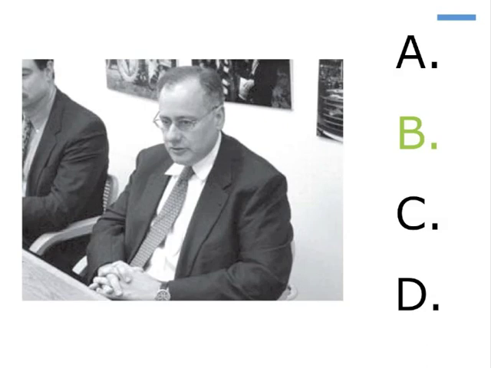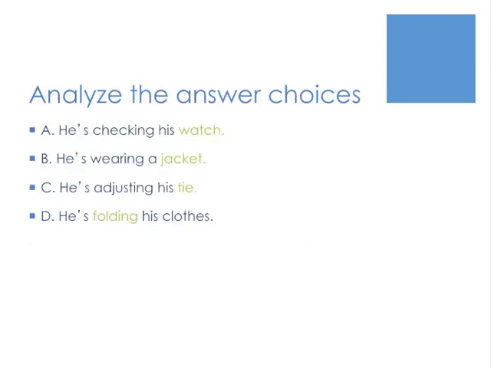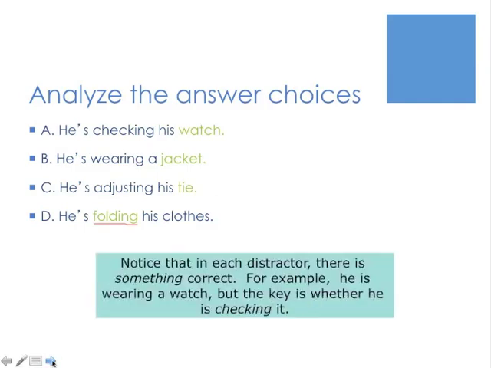So, in this case, the answer is B. Now, let's analyze the choices. First off, notice that in each one, there actually is some information that is included in the picture. For example, we do see a watch. We do see the person's wearing a jacket. There is a tie. And when we think about folding, especially this last one, we do notice that he's folding something, but is it his clothes? Well, we'll see in just a moment what the trick is.